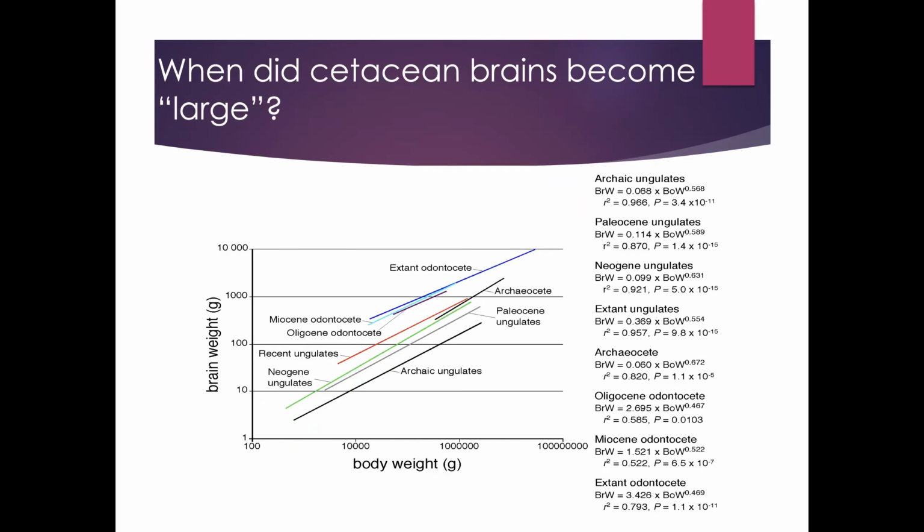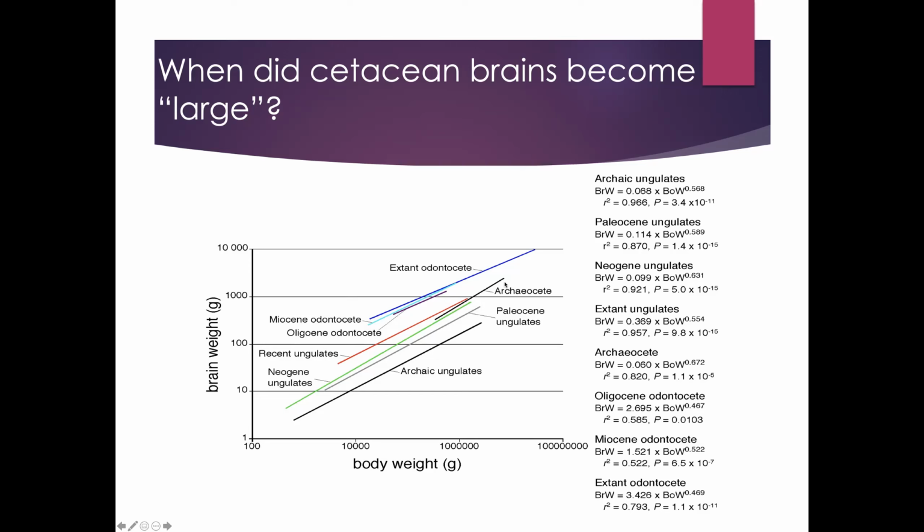So when did these guys evolve these large brains? If we look through the fossil record, we can see the archaic ungulate lineage. This is a lineage mostly made up of artiodactyls, to which the cetaceans are related. You see the archaic ungulates, and across time, the relative brain size is slowly increasing up until we get to modern ungulates or modern artiodactyls. I think it includes perissodactyls as well.